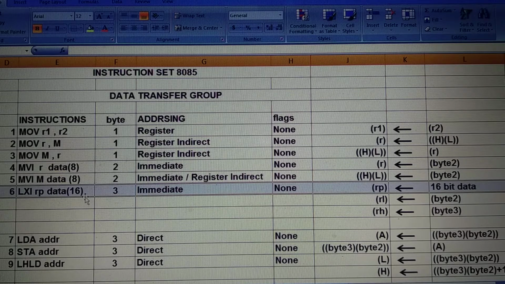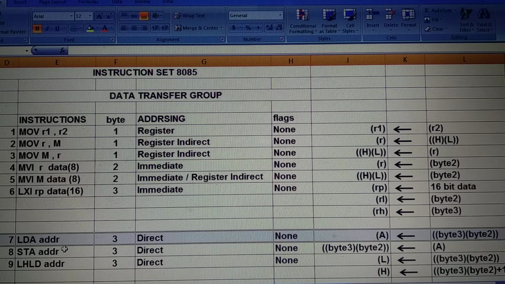LXI RP, data 16. This is a 3 byte instruction. The first byte is the operation code, the second byte is low order data, and the third byte is high order data. The second byte goes to the low order register of the register pair, and the third byte goes to the high order register of the register pair.